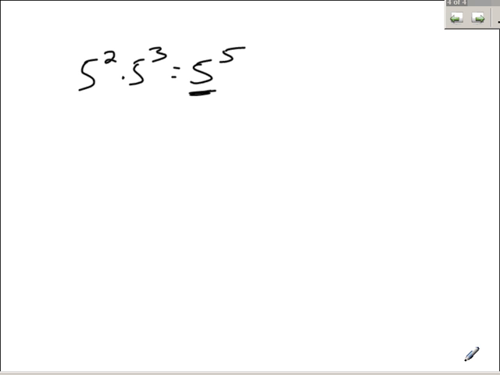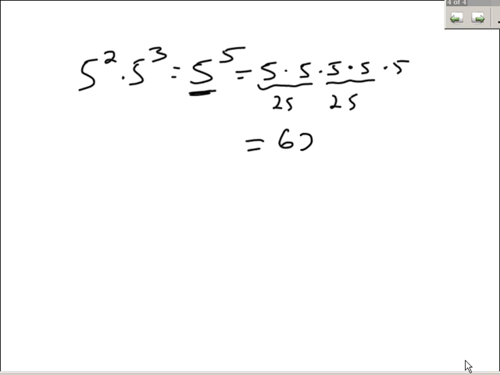Now, if it's too complicated to multiply 5 times 5, 5 times, you can leave the answer like that. But this one isn't so bad. 5 times 5 times 5 times 5 times 5. That's 25, and that's 25. You should know that 25 times 25 is 625, times 5. You should even know that.